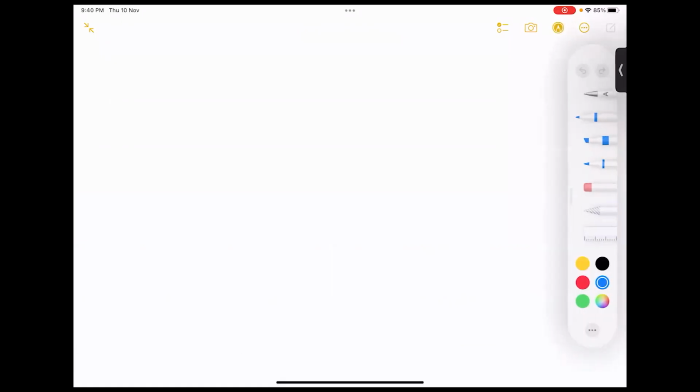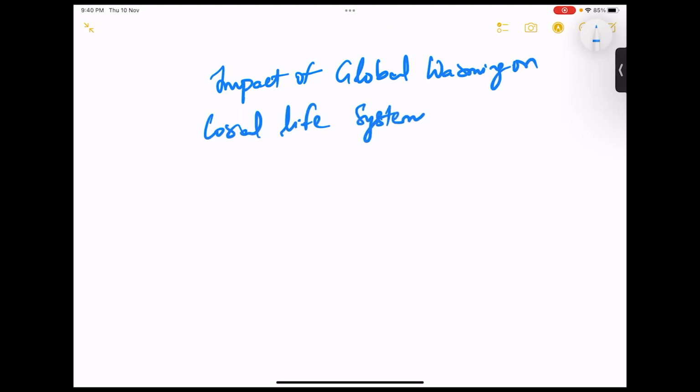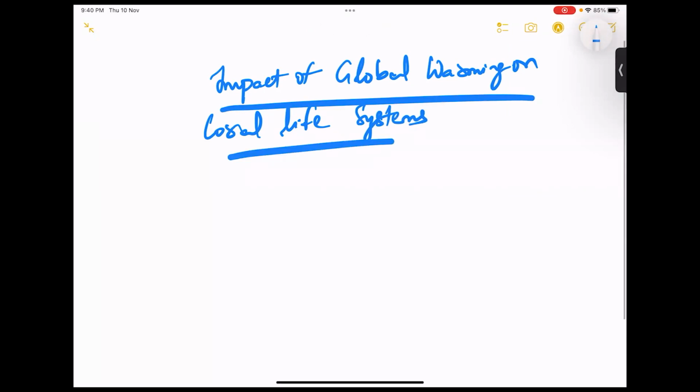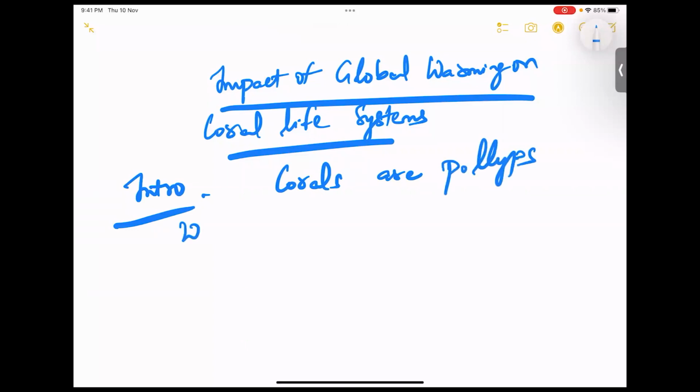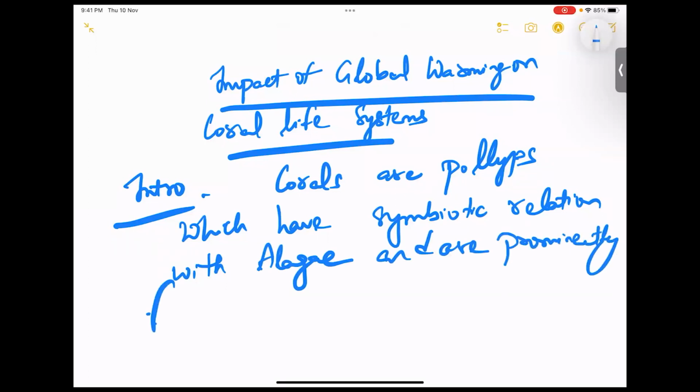It says impact of global warming on coral life. Okay, so introduction you can say about corals. Corals are basically polyps which have a symbiotic relationship with algae and are prominently found in some oceanic systems.